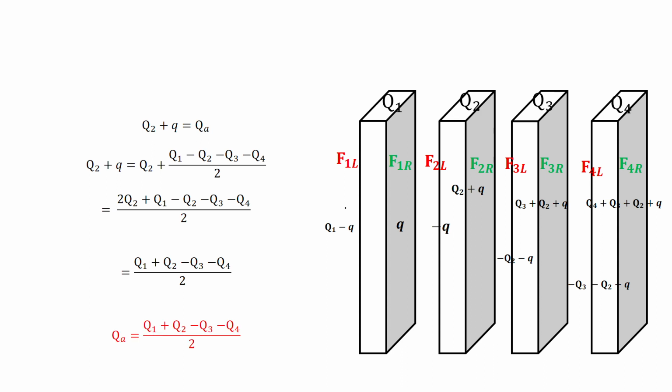So in sum total, I have calculated the charges which are appearing on each face of this conductor. The point to be remembered is that the charge appearing on the extreme left on its left face and on the extreme right on its right face is the same, and it is the sum of all the charges divided by 2. Once this is calculated, all the rest of the charges can be calculated.